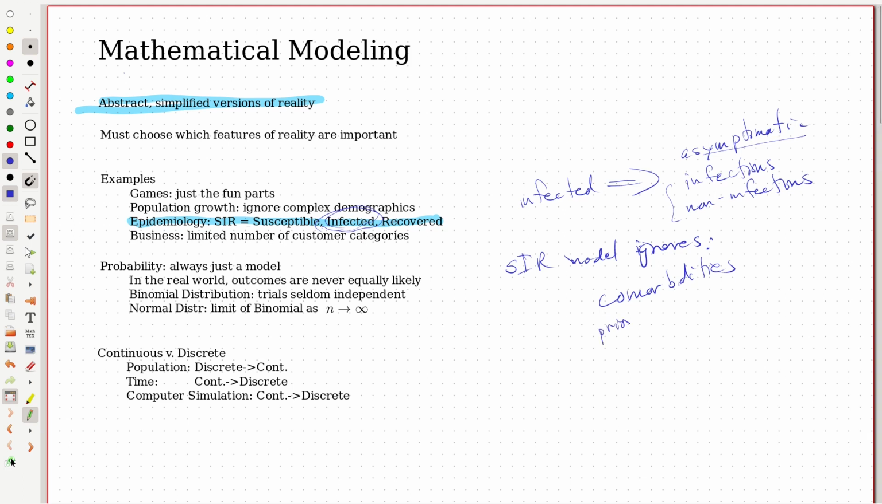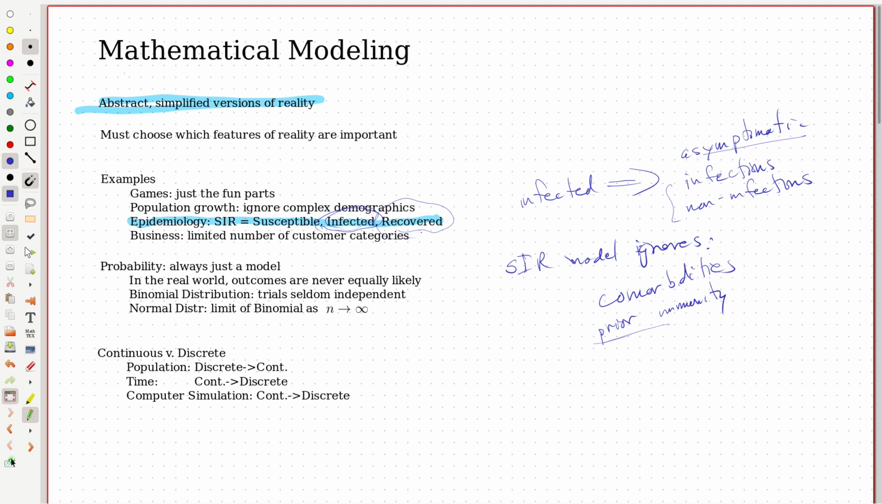prior immunity. There's some speculation with the coronavirus that if you've had a similar virus in the past, you might actually have some immunity to it. Although actually this would be easy enough to model in the SIR model. We would just say that people who have prior immunity start off in the recovered category. They're essentially already in the category of people who have recovered from the disease, in the sense that they're not going to be susceptible to it in the future.